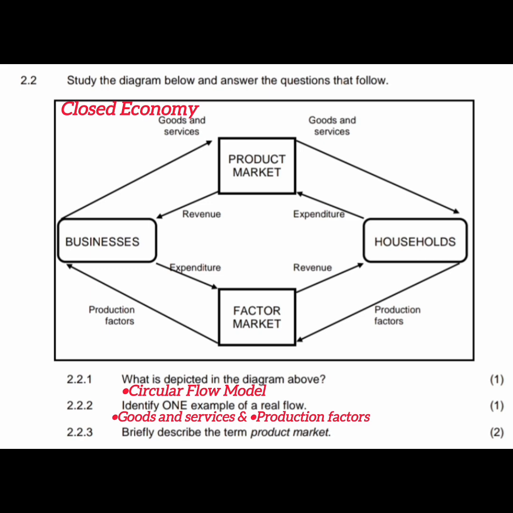2.2.3, briefly describe the product market. Product market, guys, what do we know about the product market? We know that the product market is a market where final goods and services are bought or sold, right? So this market is a market where final goods and services are sold and bought. We can even say a product market is a market where businesses sell their goods and services to the household.